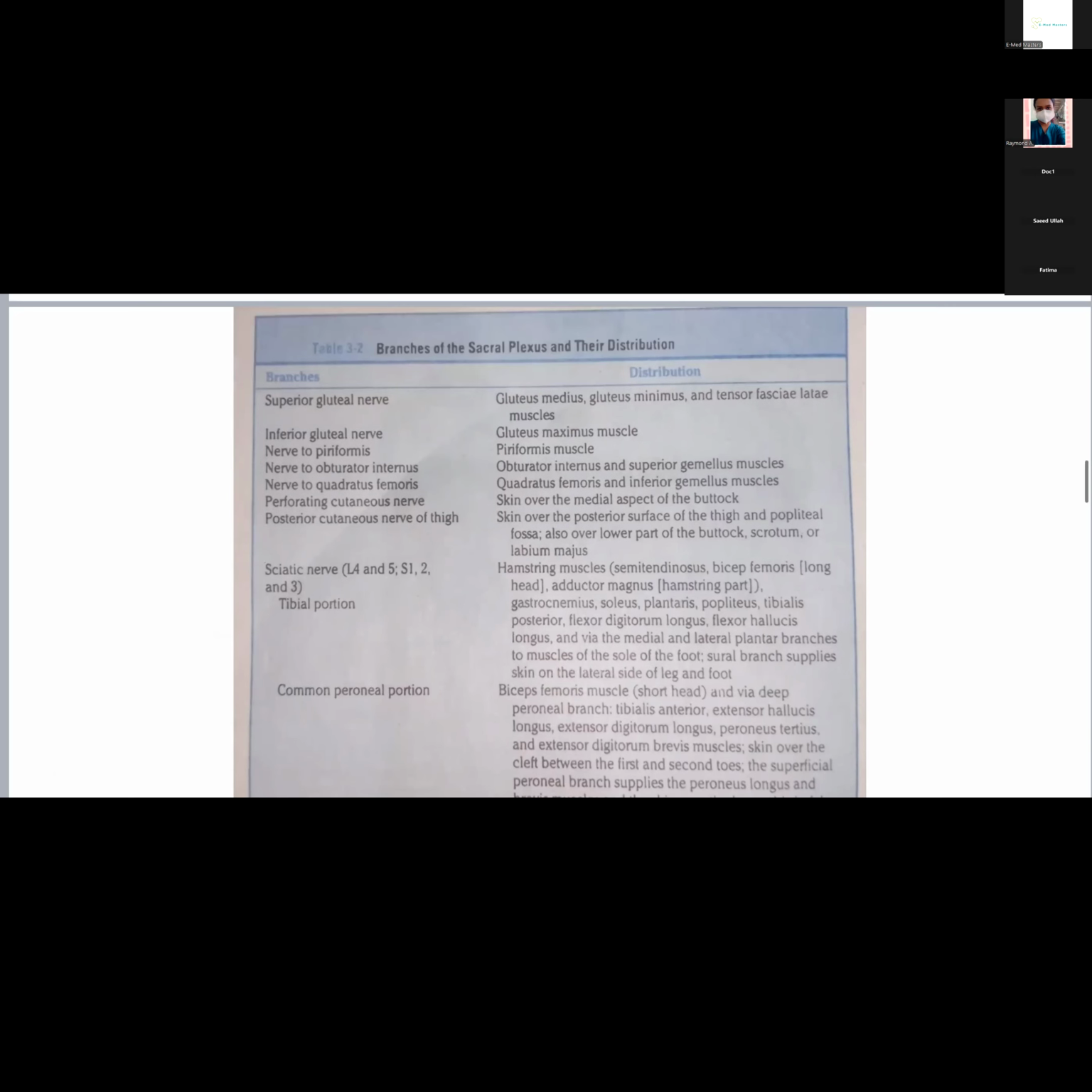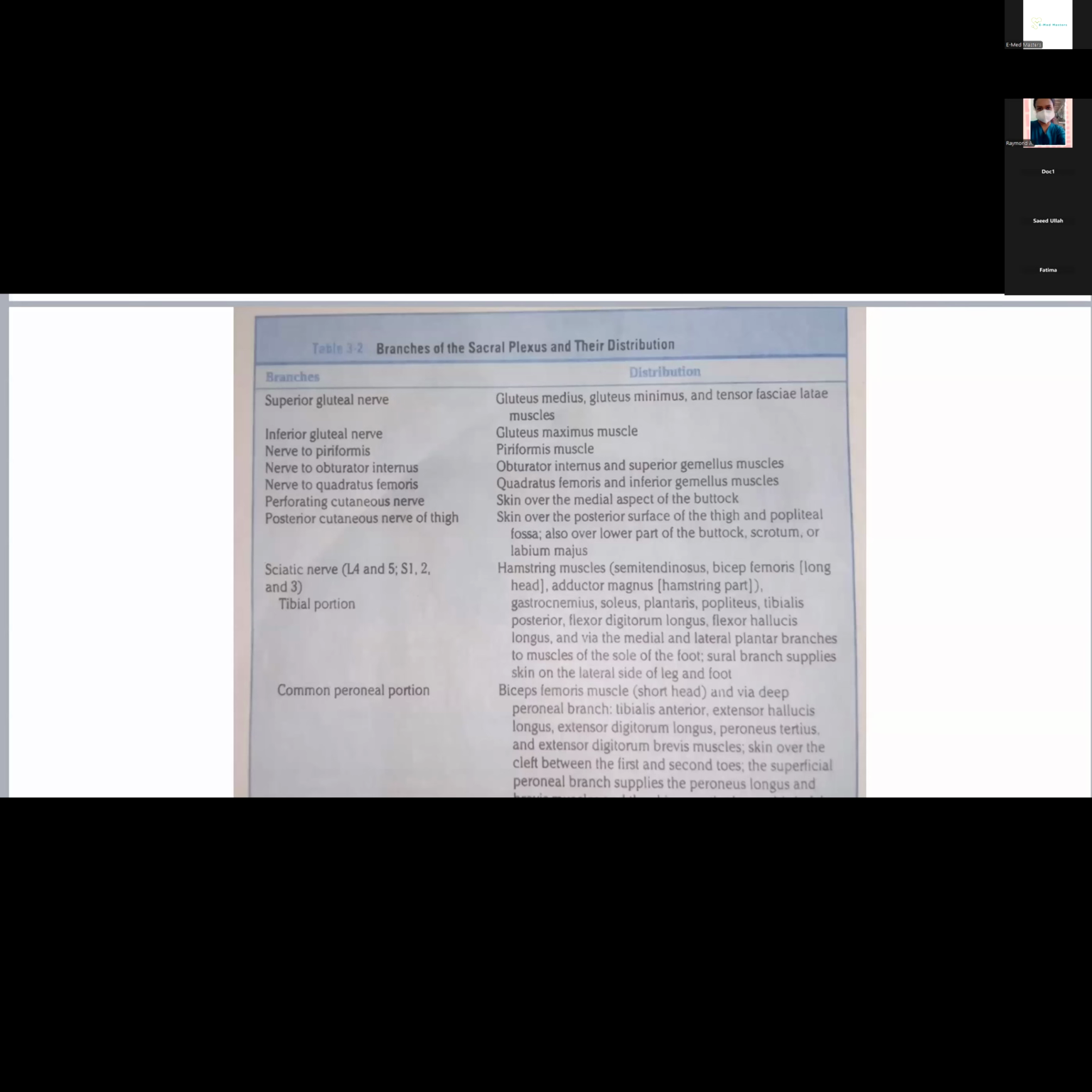So the superior gluteal nerve supplies gluteus medius, minimus, and tensor fascia lata. And the inferior gluteal nerve supplies the gluteus maximus muscle. This is the most confusing point, and MCQs mostly come regarding these two nerves. Always remember, the superior gluteal nerve supplies gluteus medius and minimus muscle, and the inferior gluteal nerve supplies gluteus maximus muscle.